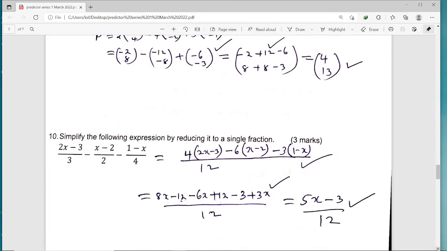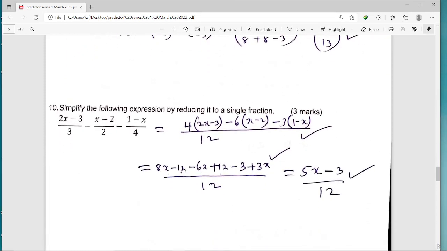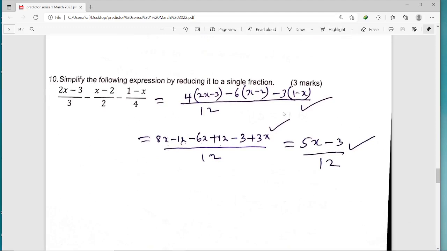And the next question is that simplify the following expression by reducing it to a single fraction. We simplify by reducing this to a single fraction. So what we do, we find the LCM of the whole thing: 4, 2, and 3, where it is 12. 3 comes here 12 4 times. So we shall be having 4 into brackets this, 4 into brackets that number. Then minus, as 2 comes to 12 6 times, so it is 6 into all of this.